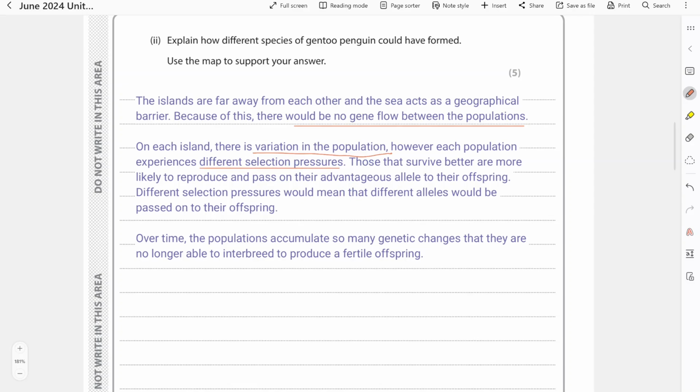And then those that survive better are more likely to produce and pass on their advantageous allele to their offspring. So then that would be the 4th mark. And the 5th mark would be they accumulate so many changes because they would pass on different alleles.